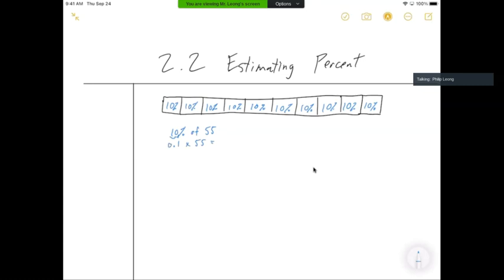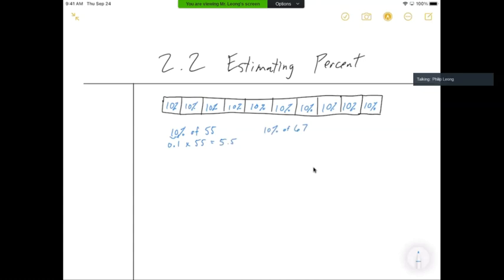And what's 0.1 times 55? You can do it in your calculator, but you shouldn't need to. Okay, right? It's simply 5.5. Yeah? Now, did I need a calculator for that? I did not. Let me give you another example, okay? What is 10% of 67? And I want you to try and do that in your head.